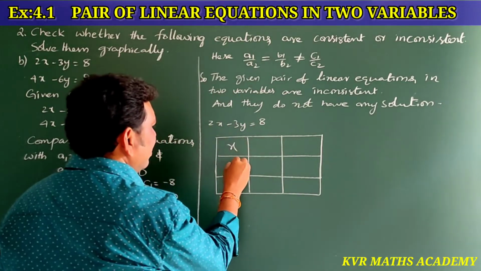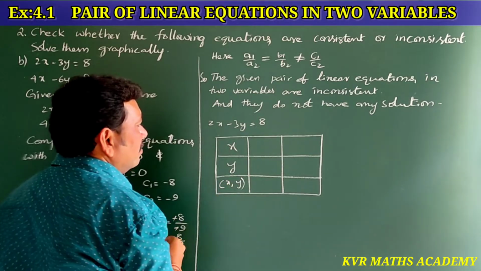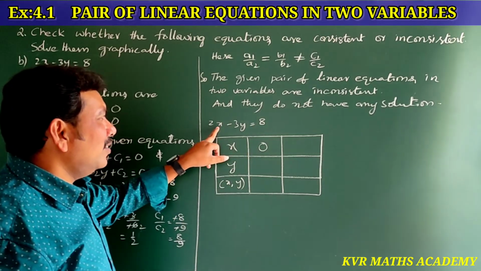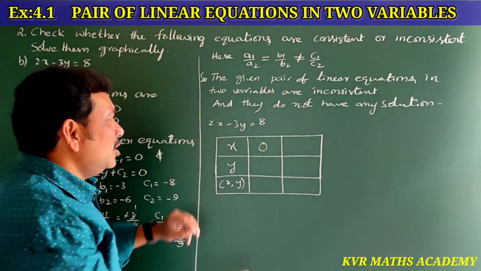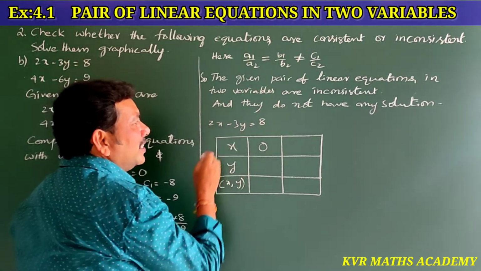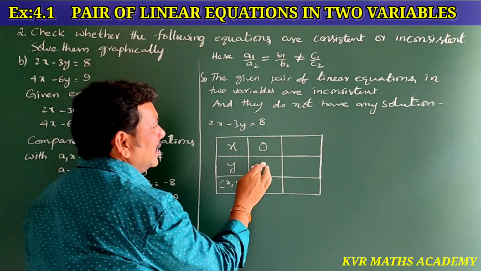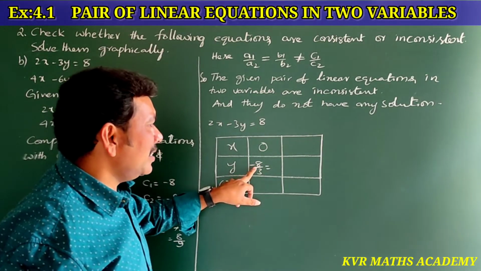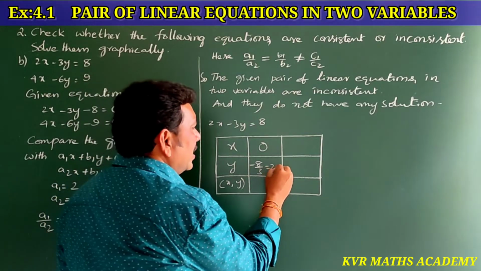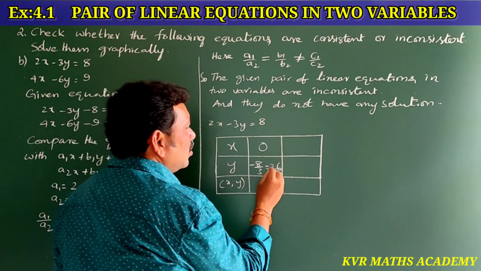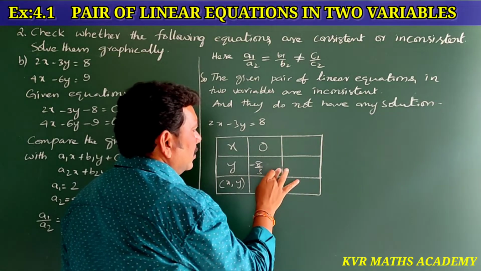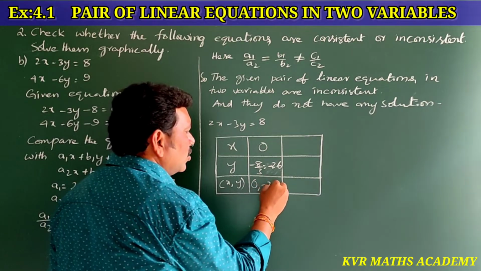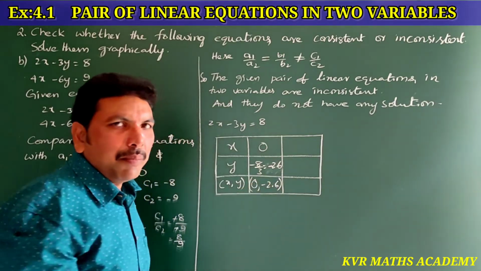See, x comma y. First in the place of x take 0. Then this whole term will be 0. Then y is equal to minus 8 by 3, isn't it? Minus 8 by 3 means approximately minus 2.6. So 0 comma minus 2.6 is the one point.